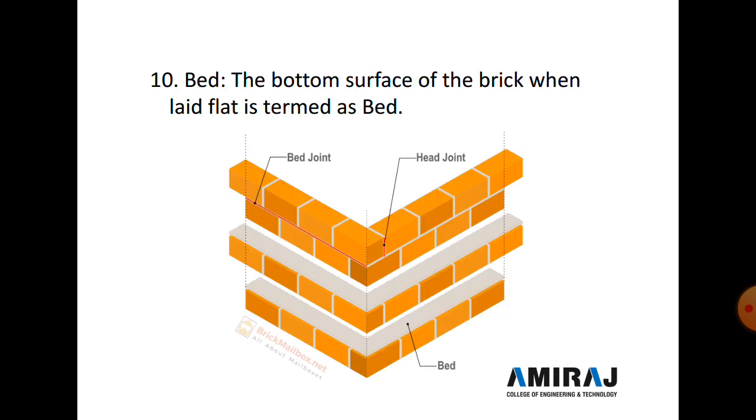Now next definition is a bed. So what is bed? The bottom surface of the brick when laid flat is termed as a bed. So here see in the figure. We prepare the first layer of the brick and then we use the mortar. The maximum thickness of the mortar is 15 mm, and this mortar is prepared like a bed, and above the bed we put a second layer of the brick. So the bottom surface of the brick when laid flat is termed as a bed.